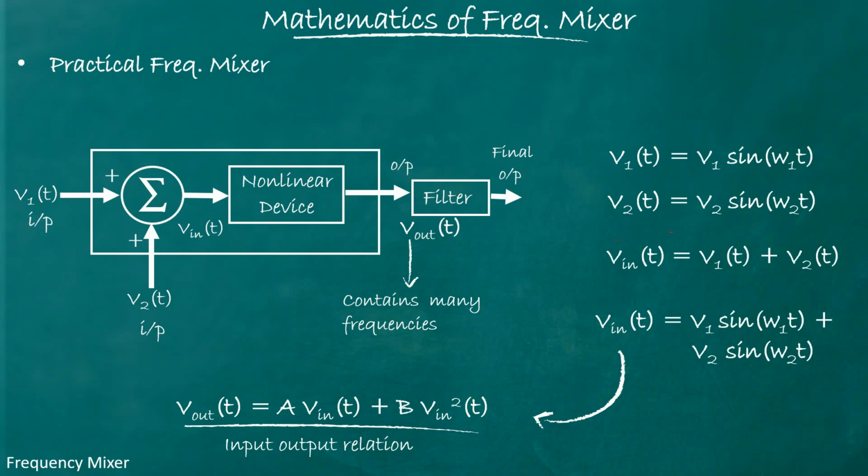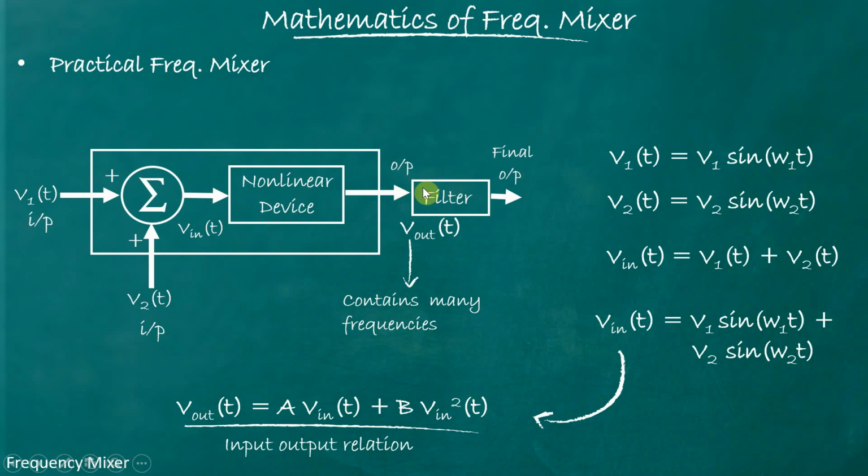Now let's see the mathematics of the frequency mixer circuit. This is the practical frequency mixer circuit. As you can see here, this is an adder circuit which is going to add two signals v1 and v2. Its output is v in t, which is given as an input to a non-linear device.